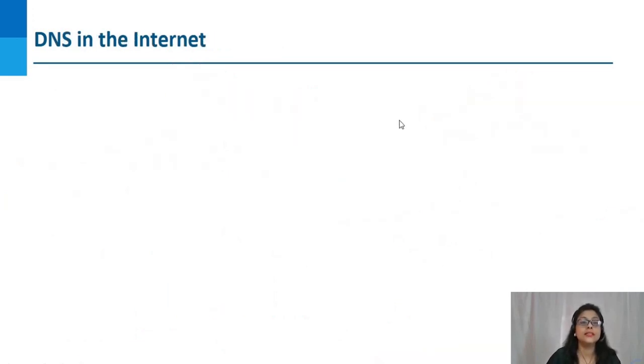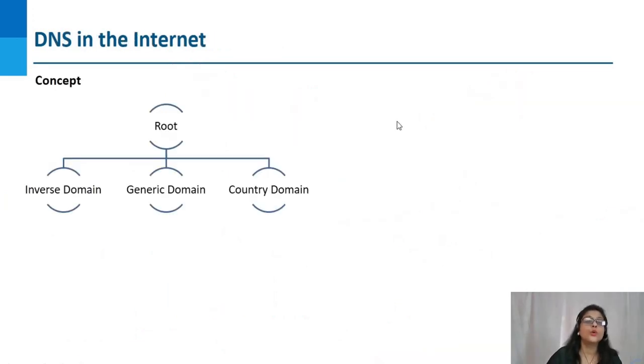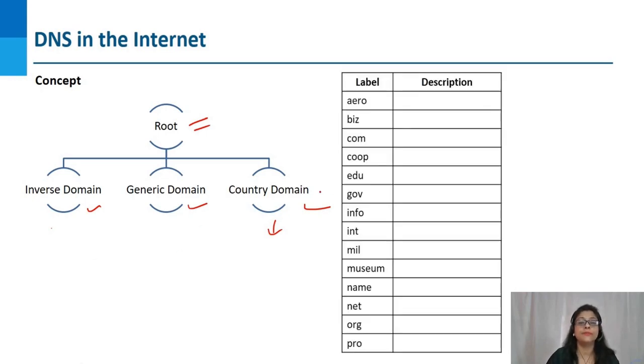How is the DNS in the internet? So we have the root, and there are basically three domains. One is the inverse domain, the generic domain, and the country domain. The inverse domain basically maps the IP address to the domain name. The generic domain is a general name given to all other domains, and the country domain, as you can understand from the name, is the country part of the particular URL.